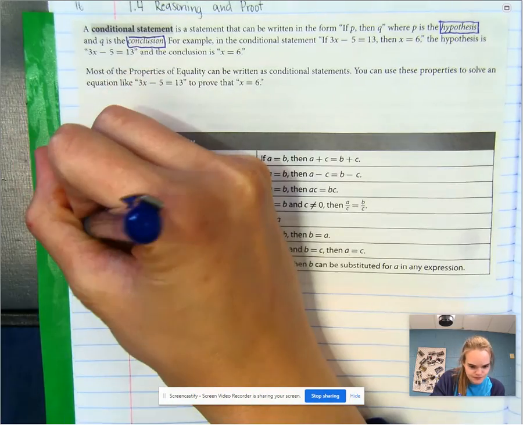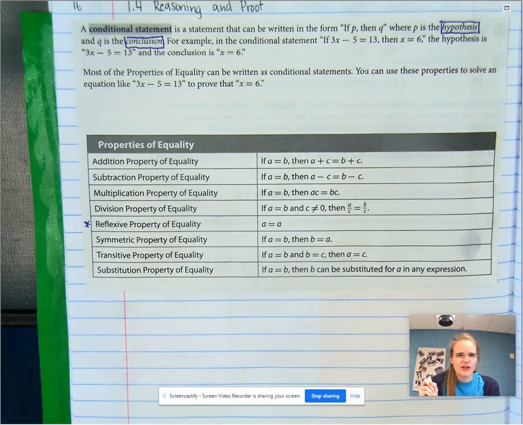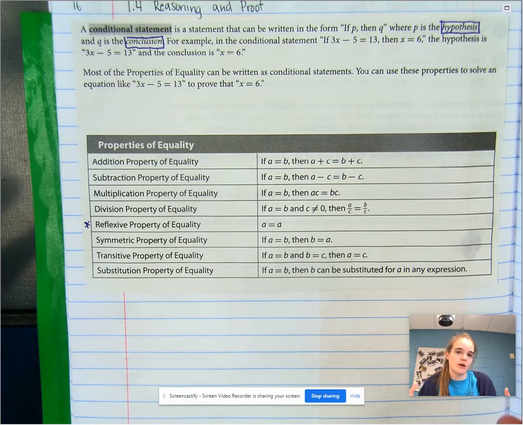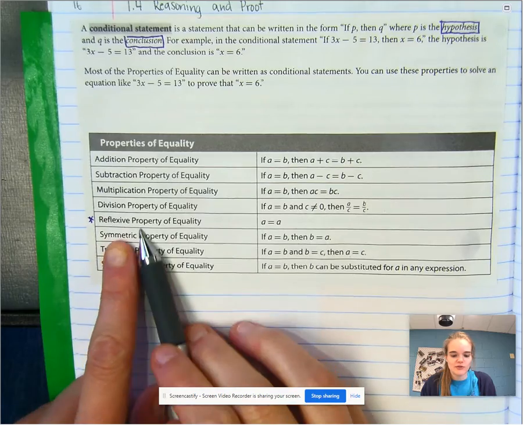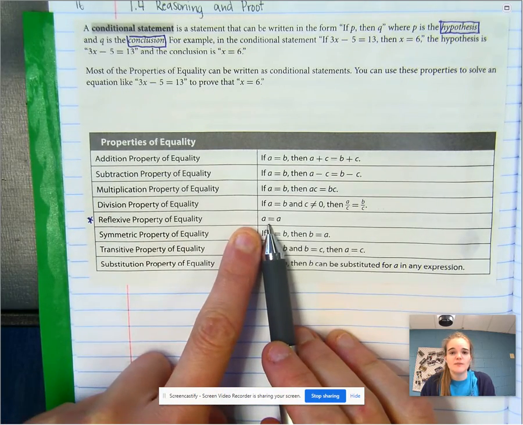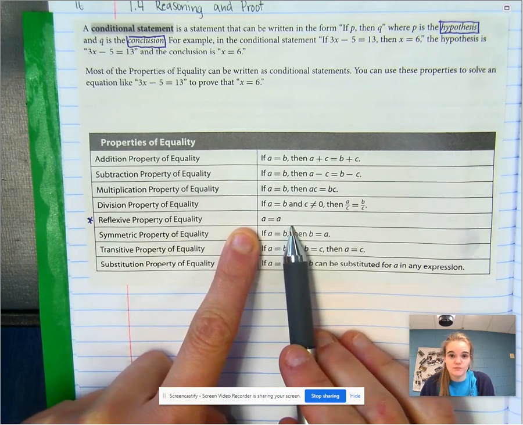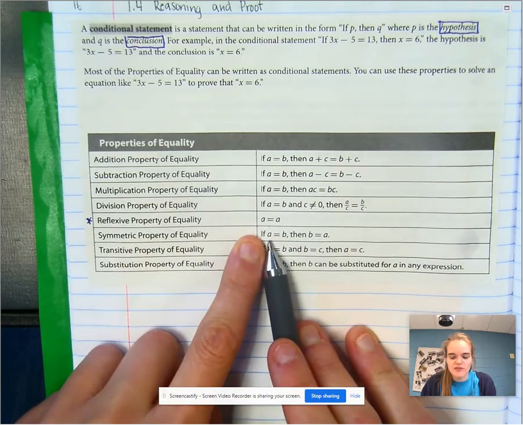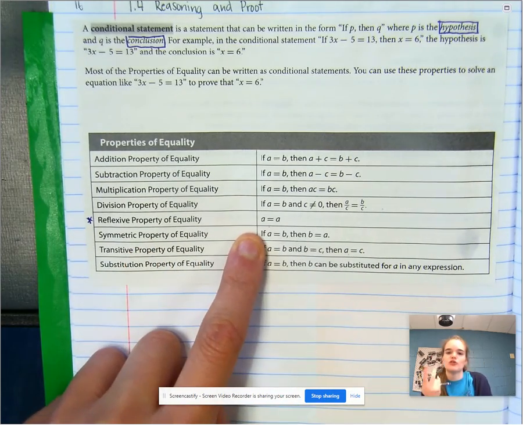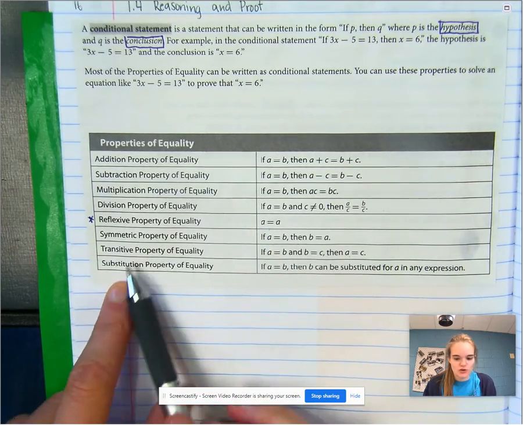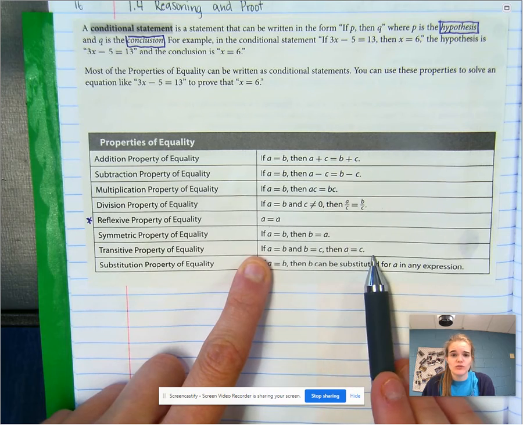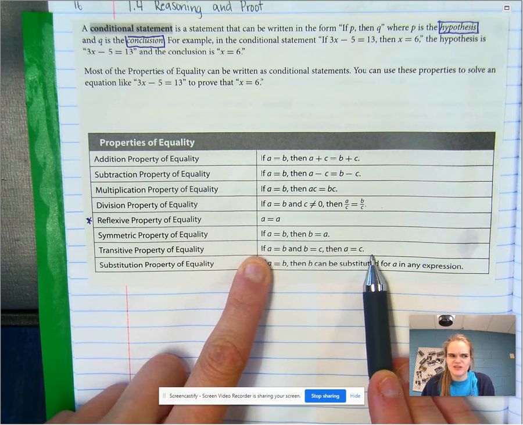Reflexive property is one of those like, well, duh, but you have to list properties later when you're proving things. The reflexive property literally says something is equal to itself. I'm not kidding, that's a property. All right. Symmetric property says that if A equals B, then you can reverse it and say B equals A. Transitive property says if A equals B and B equals C, then A equals C. Okay? And you're going, okay.